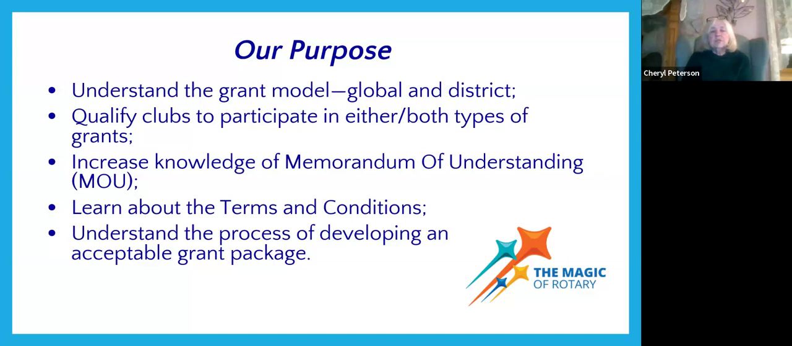Clubs are required to meet certain qualifications in order to participate in either or both types of grants. And we're going to be talking about what is a part of qualification. Clubs also need to sign a memorandum of understanding. The people who sign that are your club president of 23-24 and your club president of 24-25, because the planning and the submission of the grant may happen in this Rotary year, but most of it will carry over into the next Rotary year. So that's a way of the club being able to say, yes, both of our presidents have read this and are in agreement.